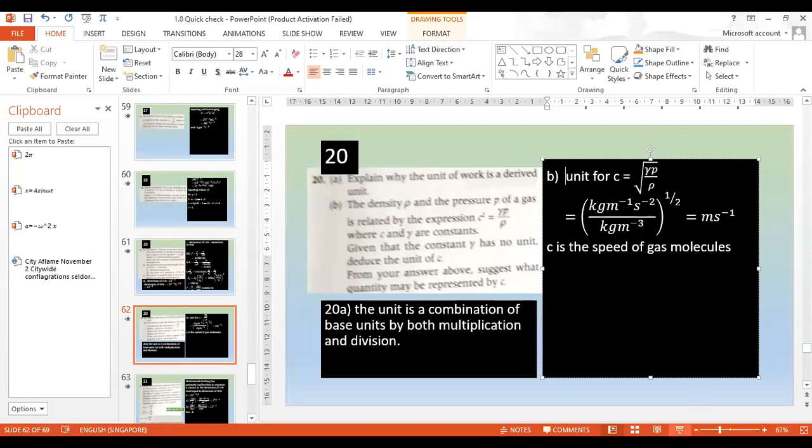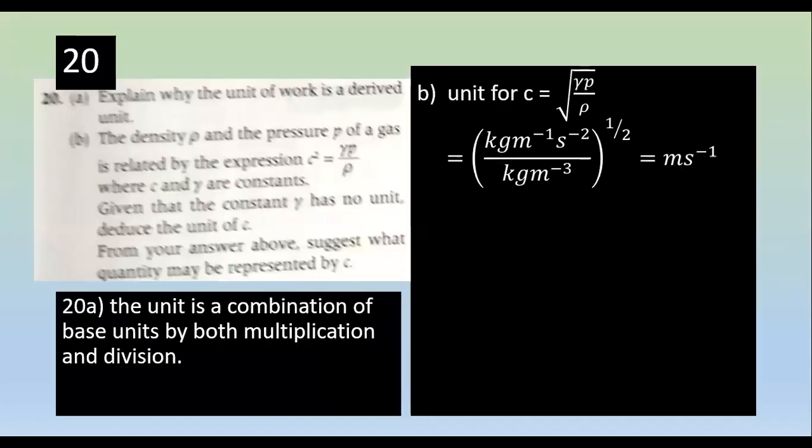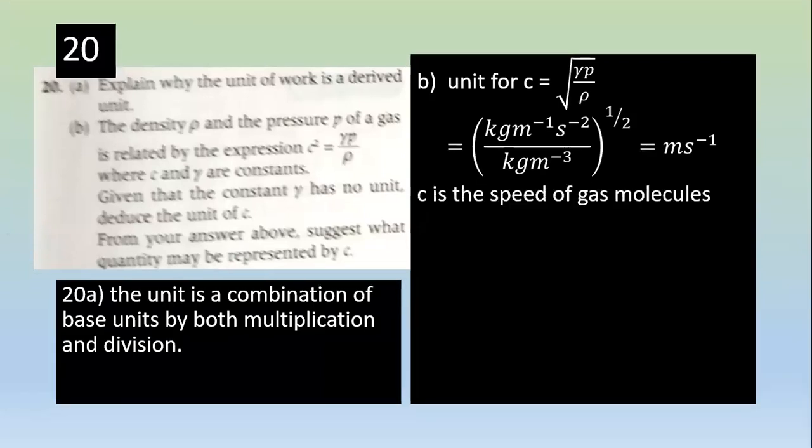So C, then you square root it, and then you get 1 over 2 to the power 1 over 2. Then easy to simplify lah. Actually, if you want to do the other way, also still can lah. When you use dimension also can, no problem. It's a matter of getting the answer, as long as your working is correct.